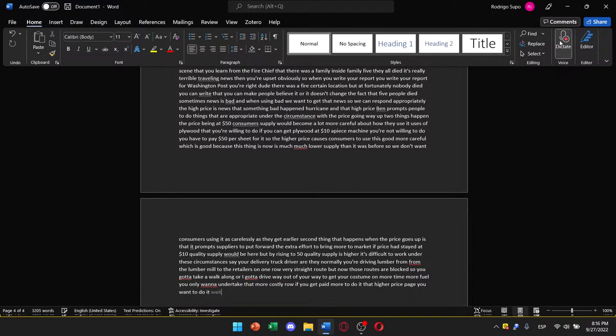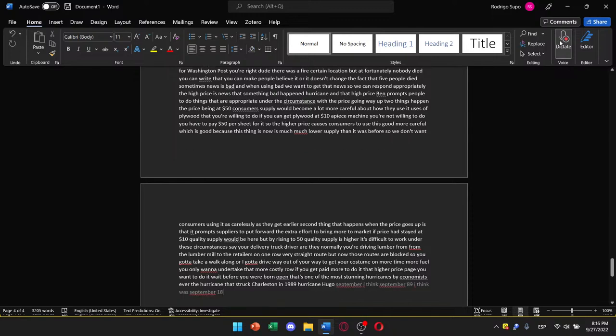Way before you were born, there was a hurricane that's one of the most stunning hurricanes by economists ever. The hurricane that struck Charleston in 1989, Hurricane Hugo. You can Google it. I think it was September of 89. I was living in Charlottesville at the time, and we got some of the remnants of it there. It hit Charleston smack on and did a lot of damage.